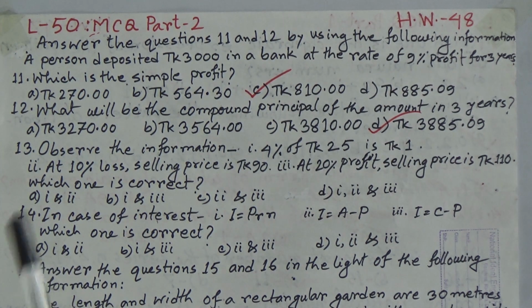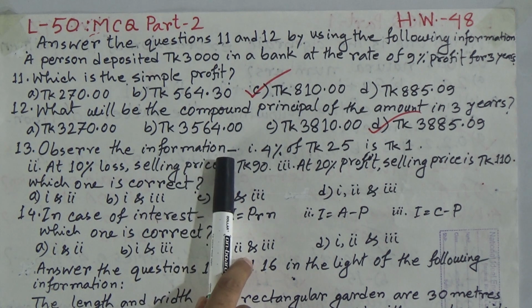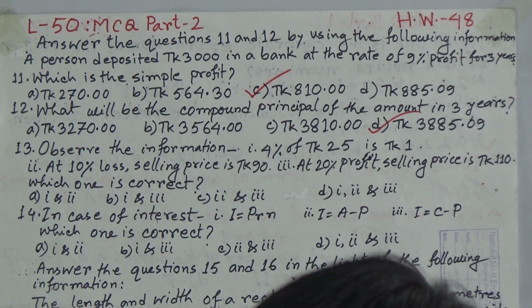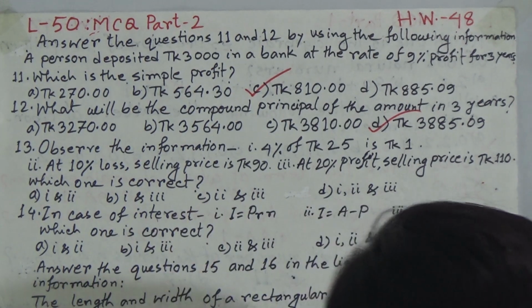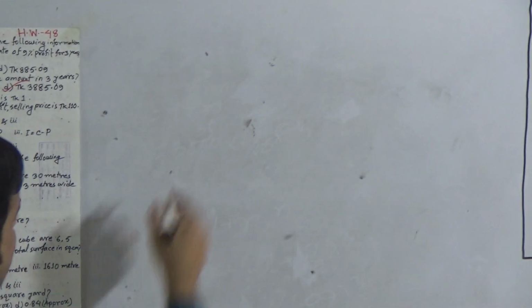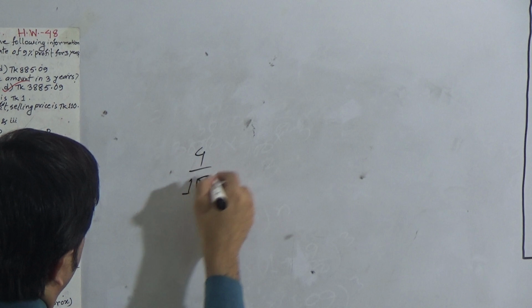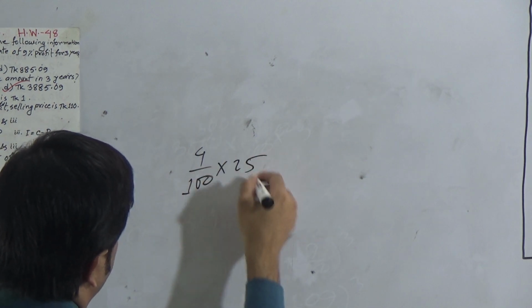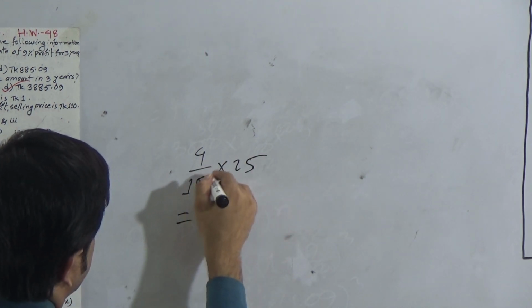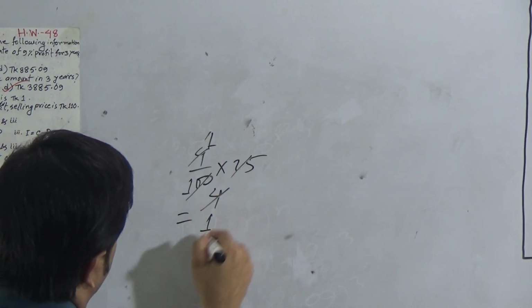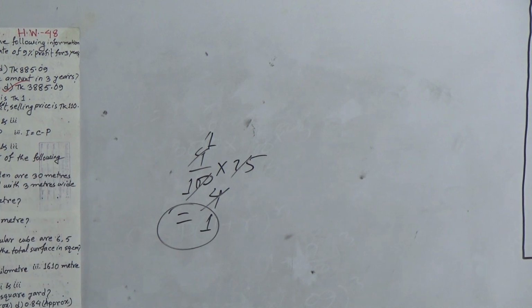Now 13. Observe the information. First one, 4% of taka 25 is 1 taka. Yes, this one is correct. Now see, students, 4% means 4 by 100. 4 by 100 of taka 25 means multiply by 25. We will get here 4, now cut 4. It means that you will get 1. So it means 1 taka, so this one is correct.